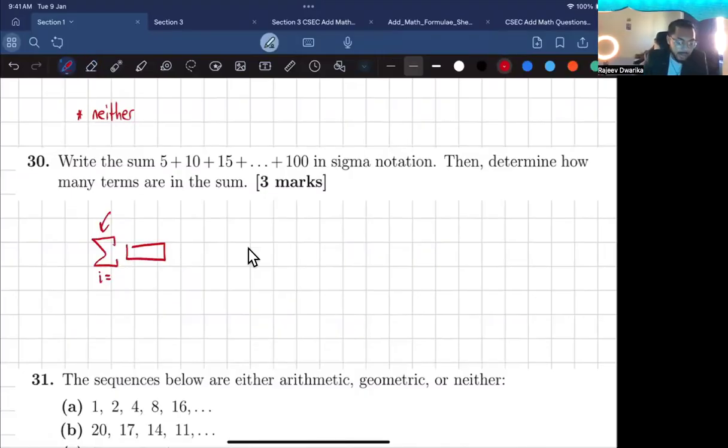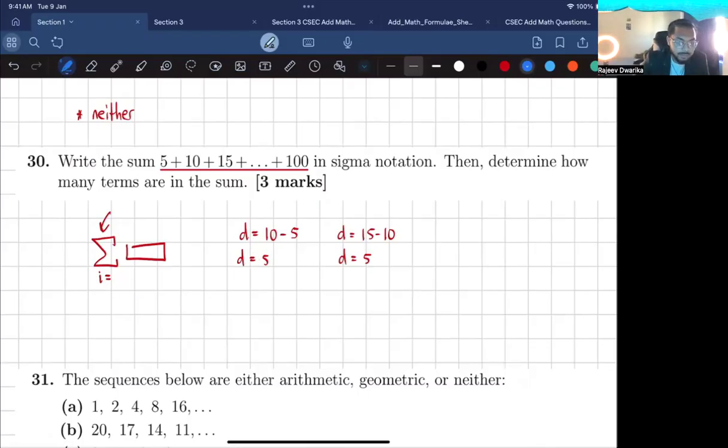So Javon, if we look at this, does this look like an AP or a GP? An AP, right? Let me just find the common difference first. The common difference, we can say 10 minus 5, that's 5. I could also say 15 minus 10, that's 5. So we know it's an AP. We confirm that, right?